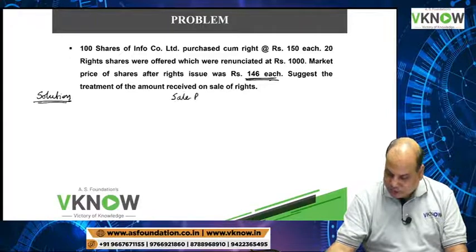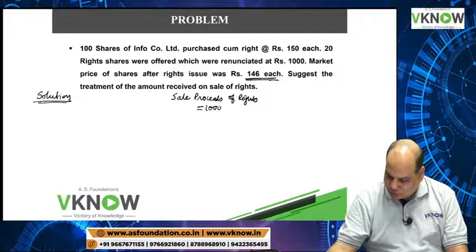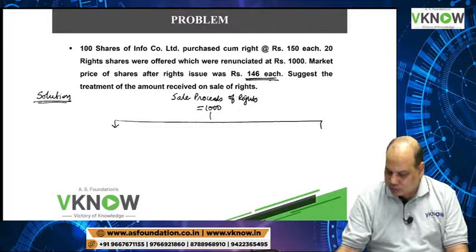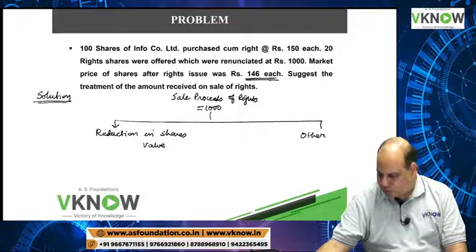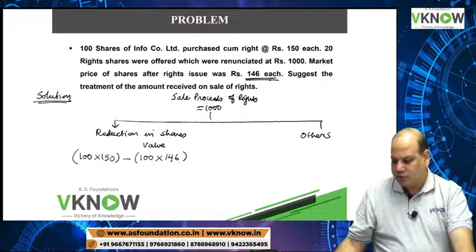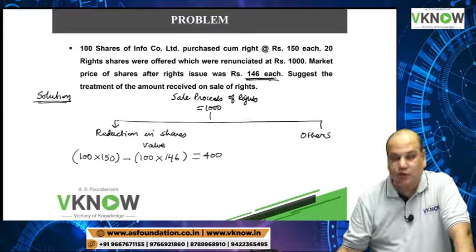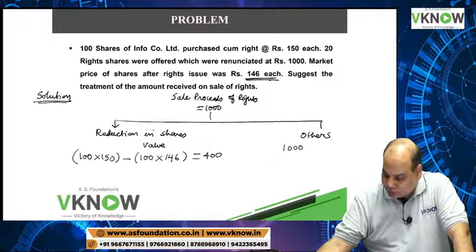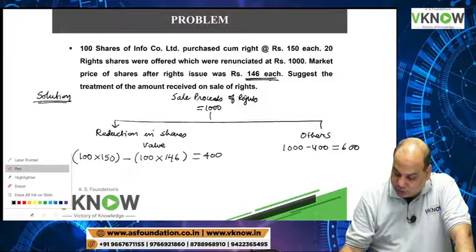So I will try to explain in a simple manner. The sale proceeds of rights given to you is 1000 rupees. This time I am going to credit some portion to the investment account and some portion to the P&L account. To the extent of the reduction in share value, I am going to credit the investment account. So calculate: 15,000 minus 14,600, reduction in share value 1400, and the balancing figure 1000 minus 400, 600.